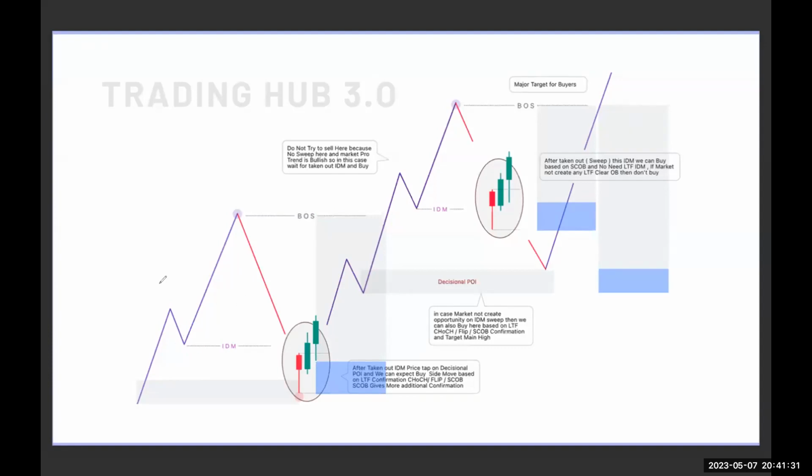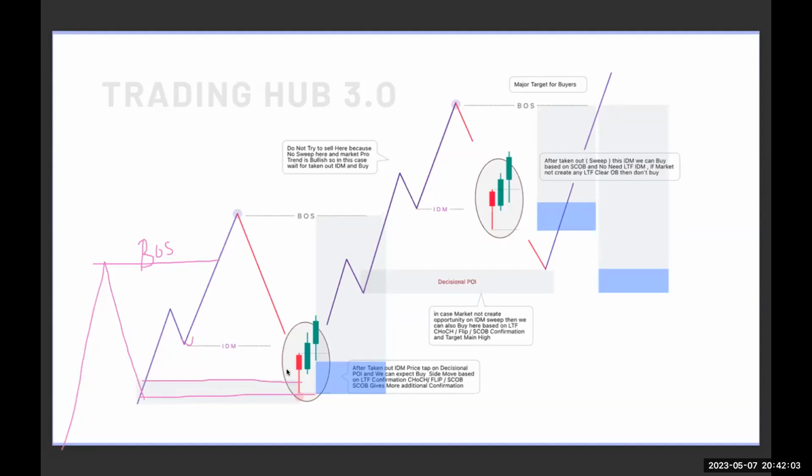So at this point, what happened here? For example, here is a break of structure. After the break of structure, the market must take out the inducement. So where is the inducement here? The market takes out the inducement, mitigated order block is here. So after taking out the inducement, price can tap on your unmitigated order block, and then you can buy there based on lower time frame confirmation, chalk and flip entry model, right? So this is the first scenario.